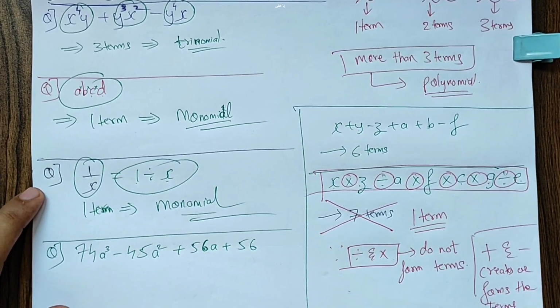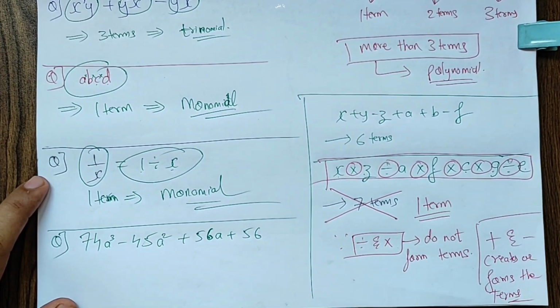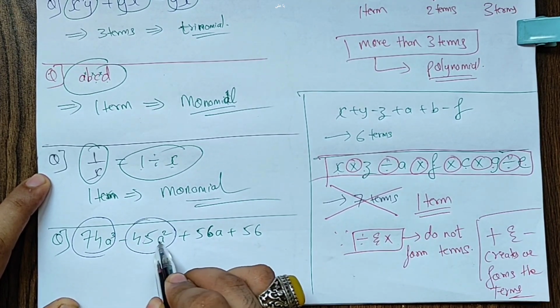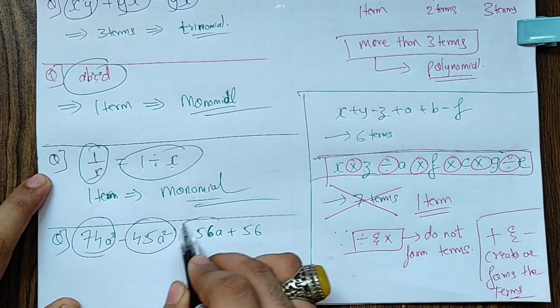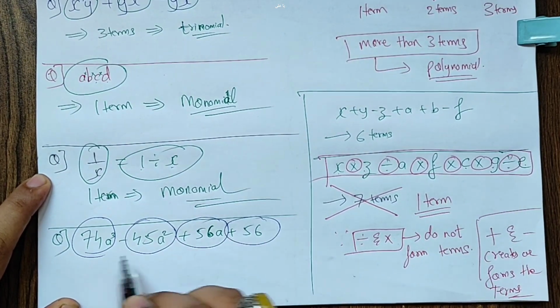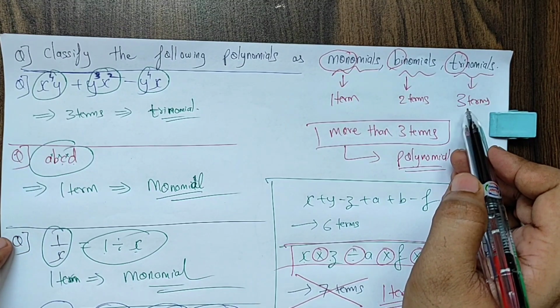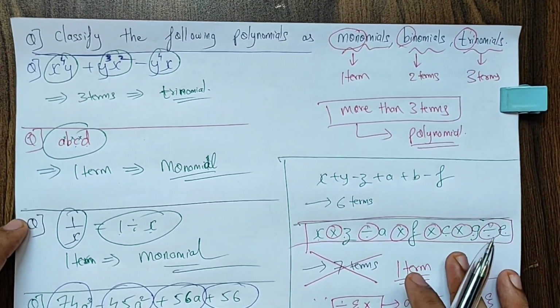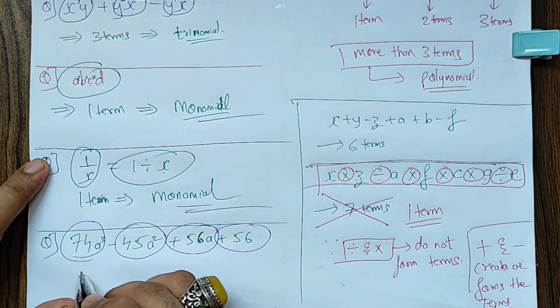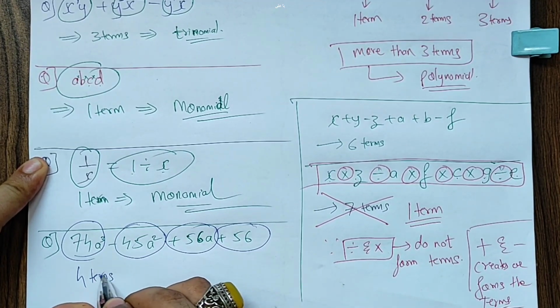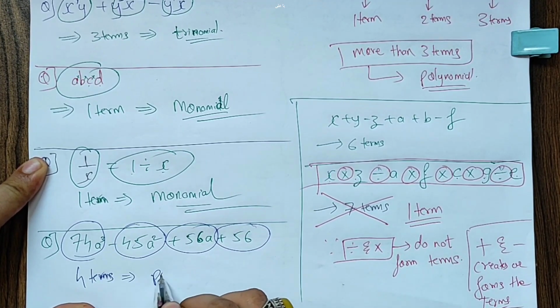Okay, the last question now, very simple one. I have this 1 term, 2nd term minus 45a square, plus 56a 3rd term, 4th term. So 1, 2, 3, 4. If I had 3 terms, it's called a trinomial. More than 3 terms, we call it a polynomial. So here I have 4 terms, and it's a polynomial.